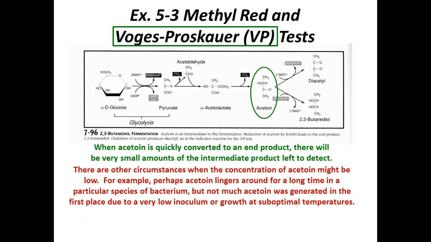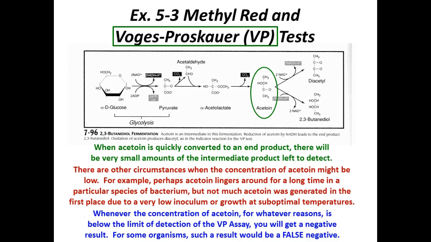There are other circumstances where it would be low. For instance, perhaps the acetonin lingers around for a long time in a particular species of bacteria, but not much acetone is generated in the first place due to a low amount of bacteria inoculating into your cultures. And these cultures have been going since like 2 weeks, right? So there definitely would have been enough acetonin in there for you guys to detect. At least there should have been.